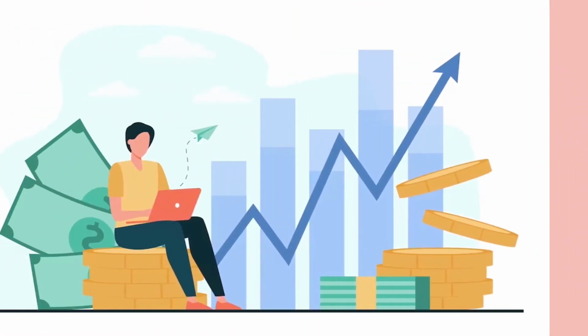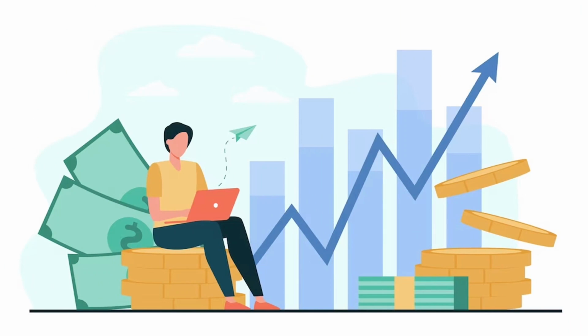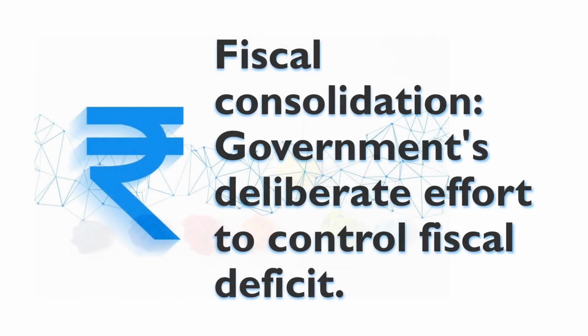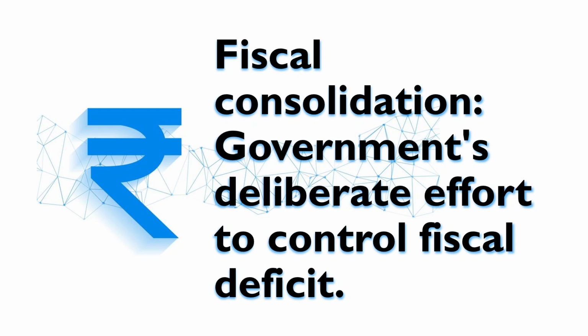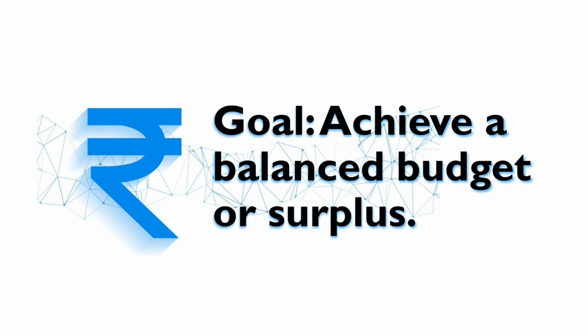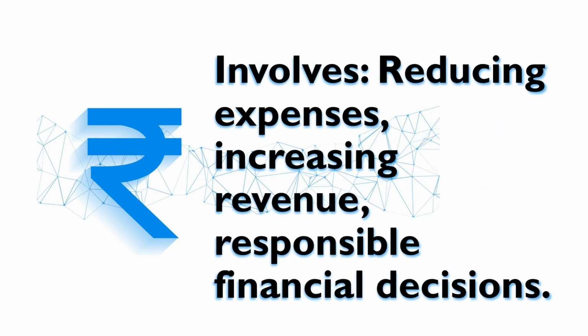Economic growth. Encouraging economic growth can also help with fiscal consolidation. A growing economy typically generates more tax revenue and reduces the need for social programs. Reforming policies. Governments might also implement policy reforms to improve efficiency, reduce waste, and streamline their operations. In summary, fiscal consolidation is a deliberate effort by a government to bring its fiscal deficit under control and ideally achieve a balanced budget or a surplus. It involves a combination of reducing expenses, increasing revenue, and making responsible financial decisions.